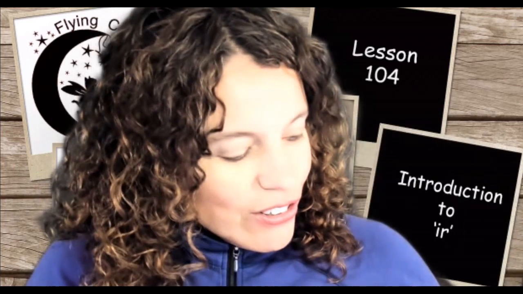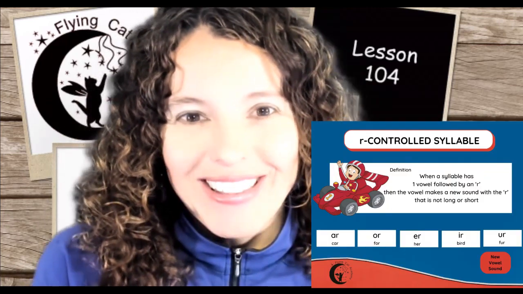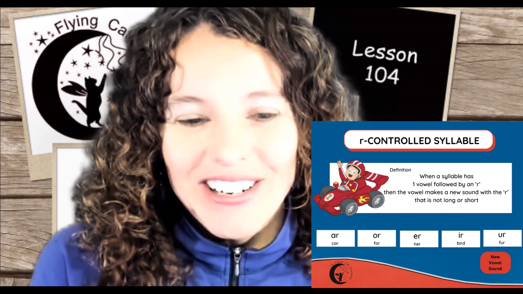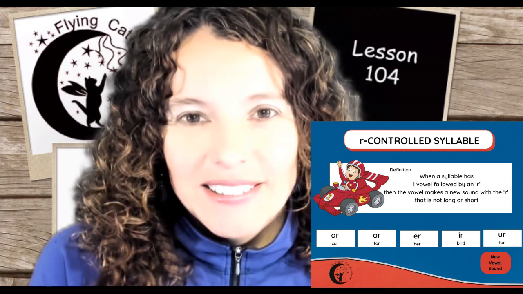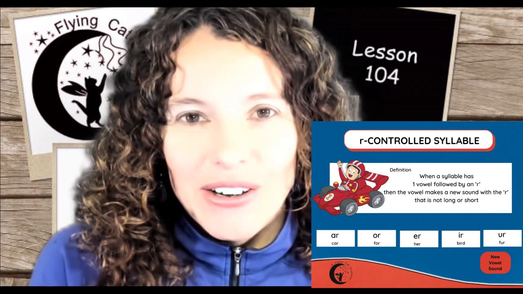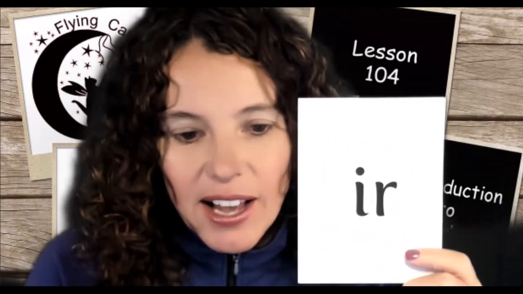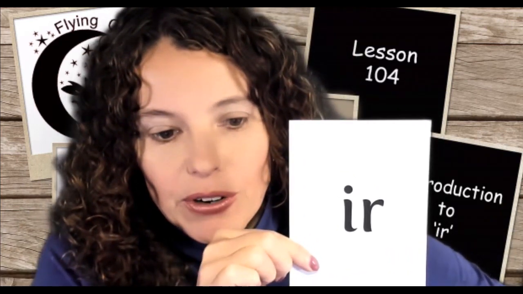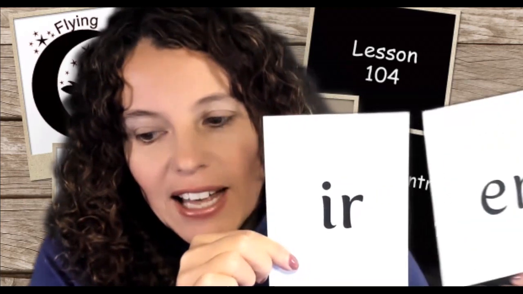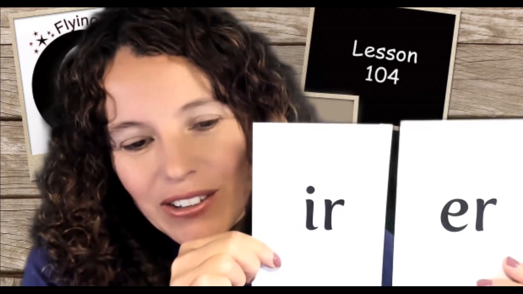Can you tell your teacher the story of why we have a race car as the symbol of the R-controlled vowel? Tell our teacher the story that we used to remember this one. Okay. And today we're going to focus on IR. And IR makes the sound. Can you say it, which is exactly what ER does. They're making the same sound.